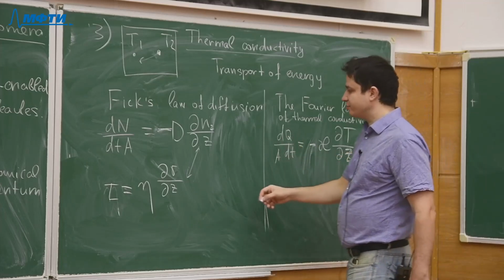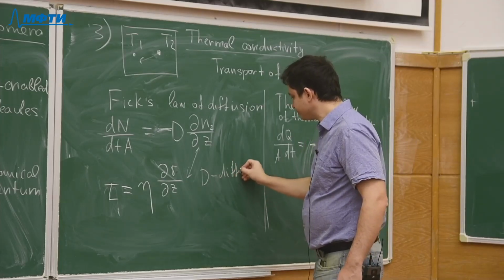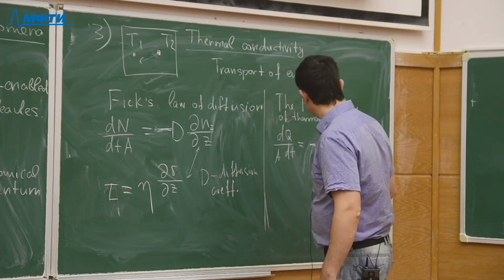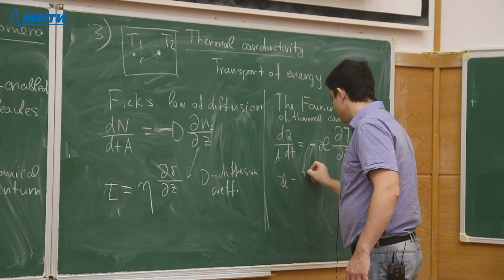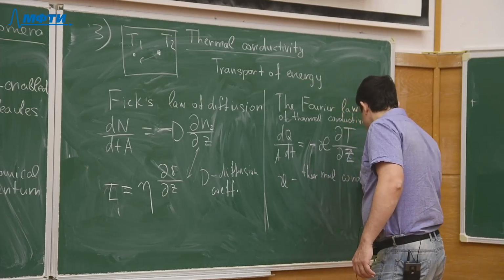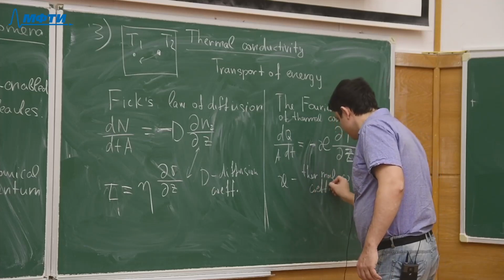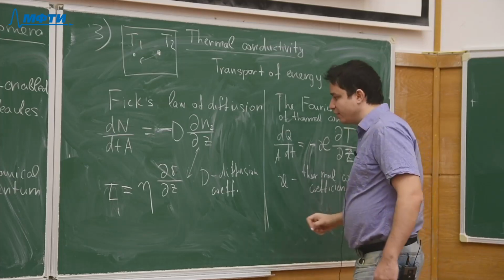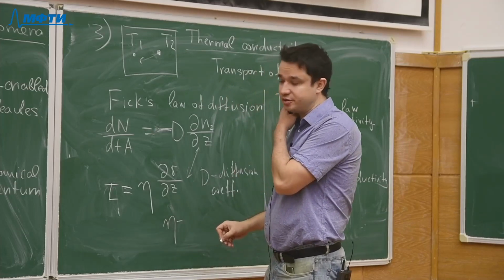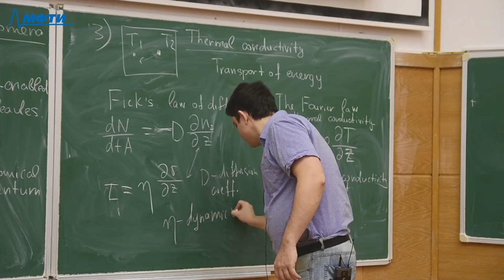So once again, I would like to write the definitions. D is the diffusion coefficient, while kappa is thermal conductivity coefficient. The coefficient eta is called viscosity coefficient or also dynamic viscosity. Those are synonyms. Dynamic viscosity.